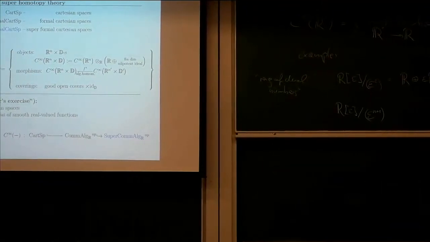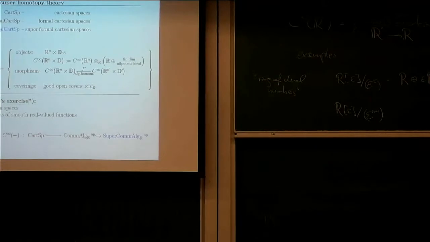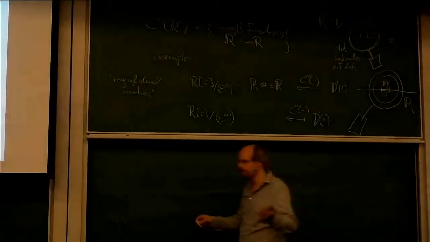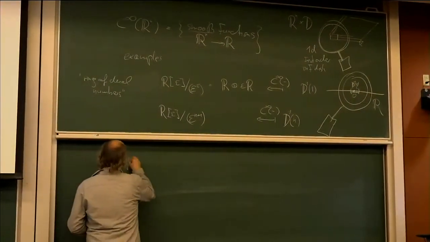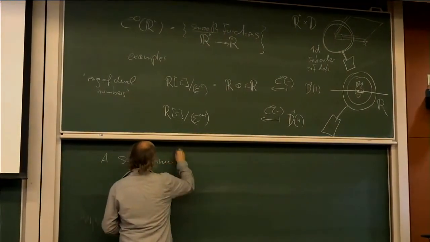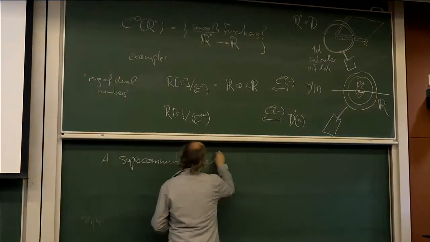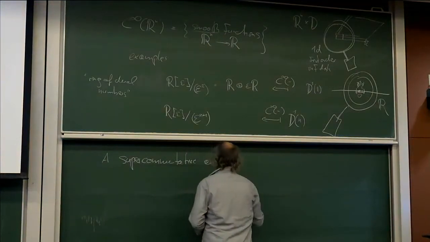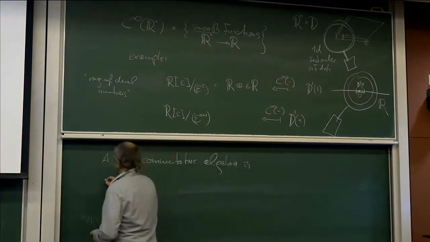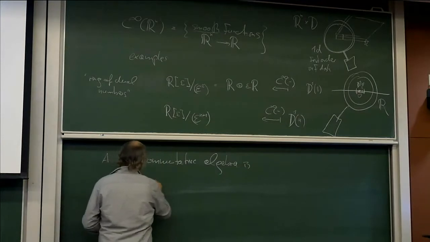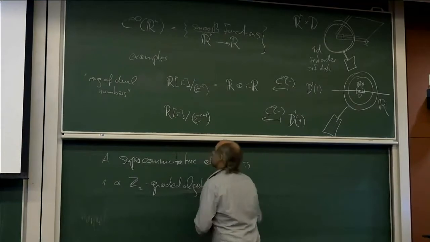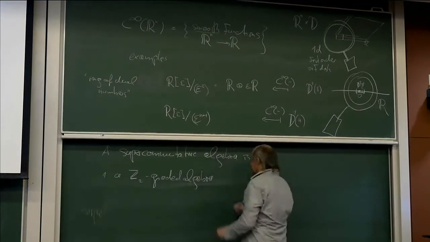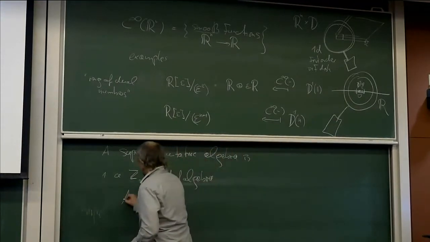A supercommutative algebra is a Z2-graded algebra that is commutative in the Z2-graded sense. Should I write this down? Does anybody want me to? Yes, please. So, supercommutative algebra. Well, A for my purposes here is, first of all, a Z2-graded algebra. What does that mean? Is it good if I write it down here? So it's an algebra.